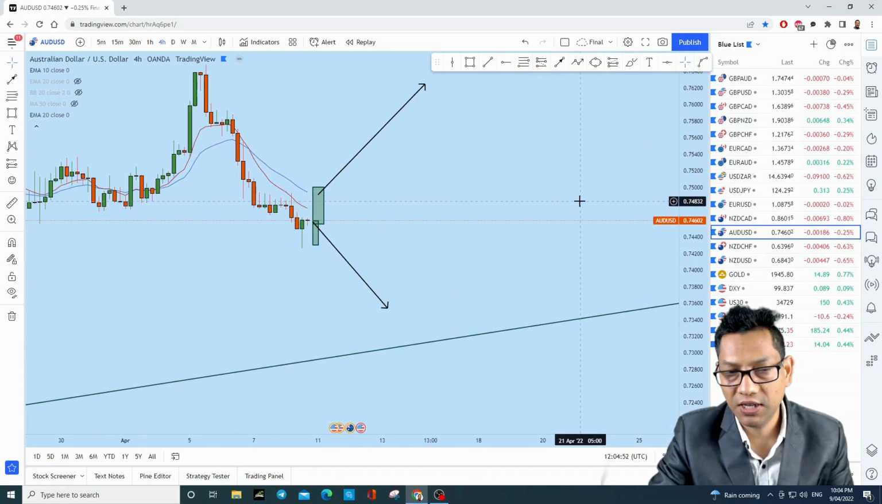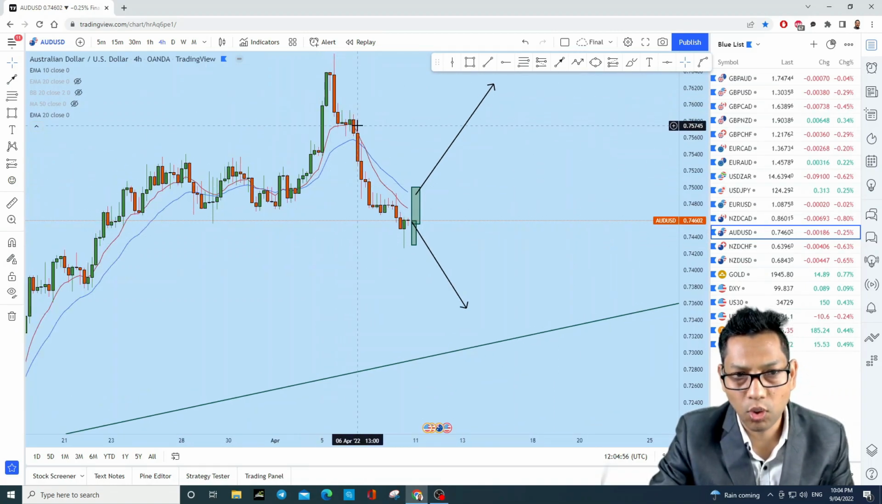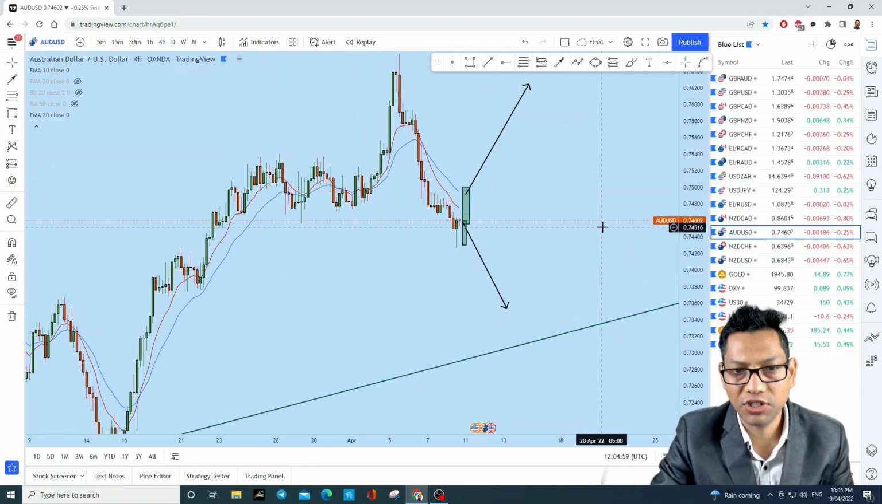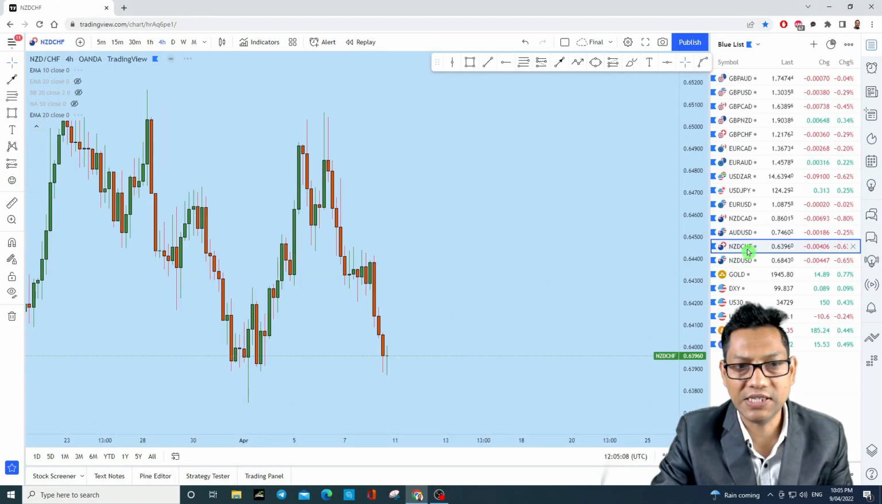In the first day, I will understand what it might do, but so far on the lower time frame, it has created a bearish price action. High probability that Aussie dollar will drop from here. So let's see what happened.